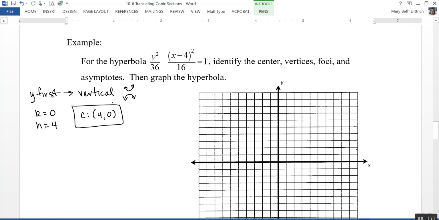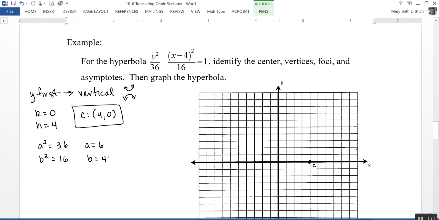Let's go ahead and graph that. My center is (4, 0), and I'll label that so I remember what it is. Now, a always comes first. So if a squared is 36, then a is equal to 6. b squared is equal to 16, so b is 4. And those are going to tell me where my vertices are.